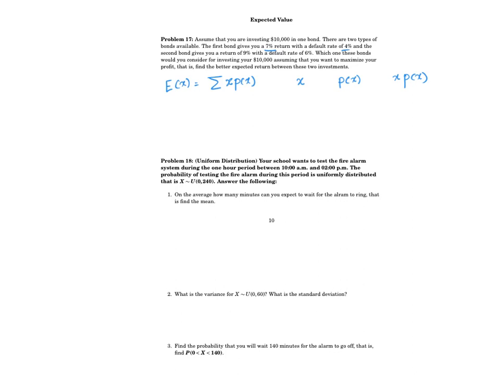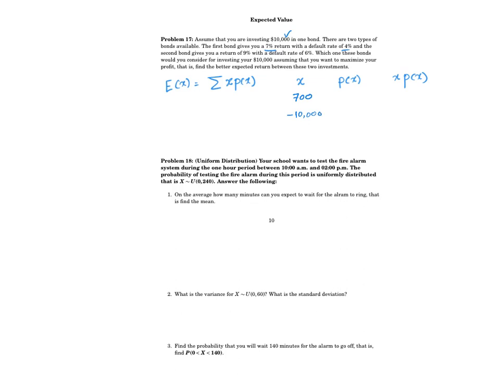So now what you need to do is this. What are the two events that could happen for each of these bonds? You either get a 7% return in the first case, 7% of the invested amount, which is $10,000, so $700. In the other case, if the bond issuer goes out of business, then you lose all $10,000.